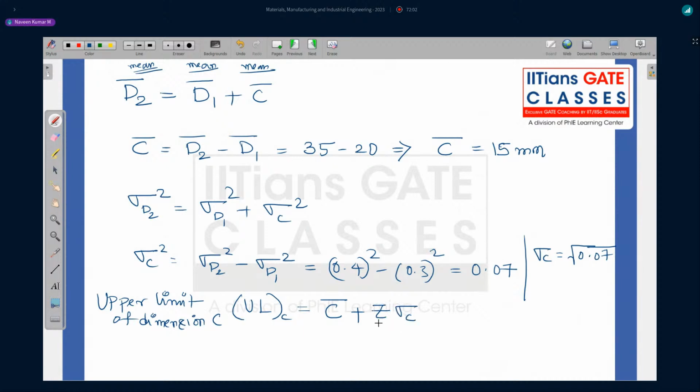That is what is 6. In this case, it is 6 sigma, right? C bar is 15 hour in this case, plus 6 sigma. Let's not worry about it, 6 sigma, right? 6 into this is under root 0.07, and approximately I'll get 16.587 mm. So this is the answer for this question.